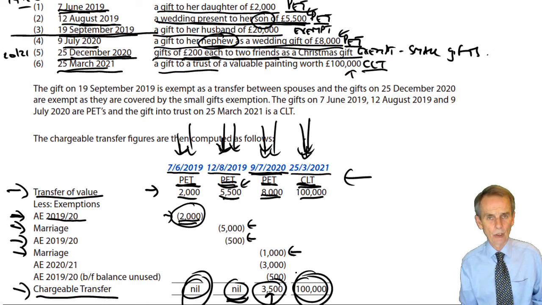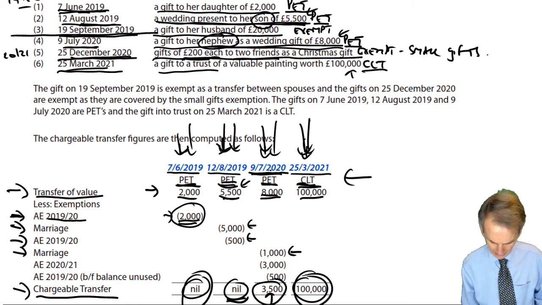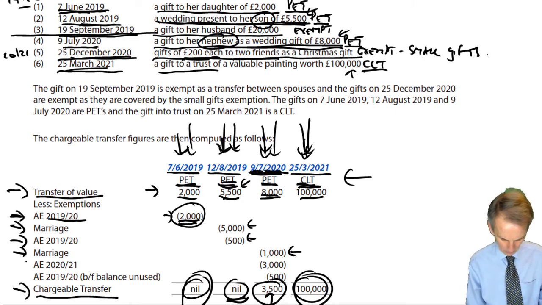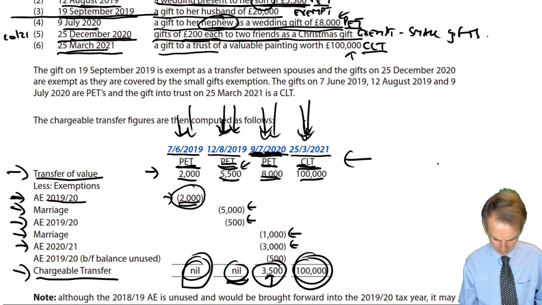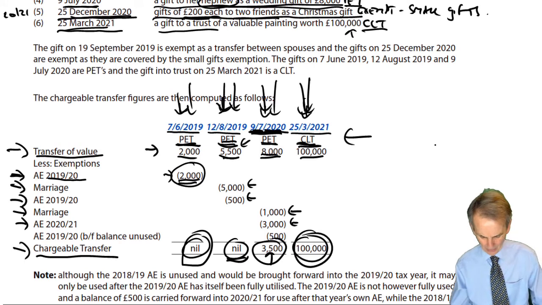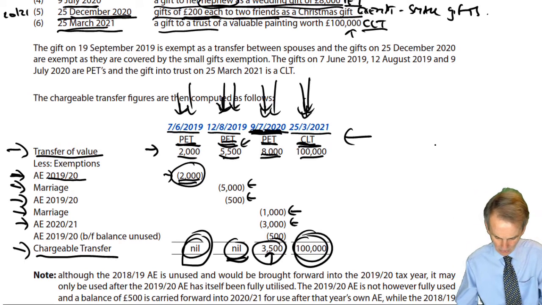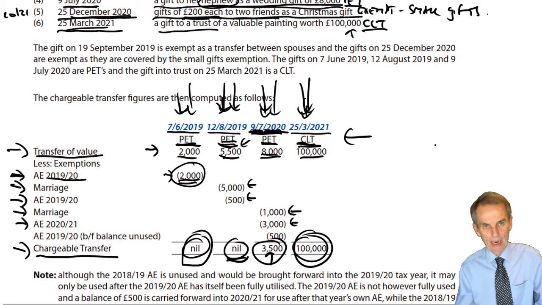So we now look to use, after the marriage exemption, the annual exemption. Which tax year are we now in? July 2020, well, that's 2021. So all of the £3,000 annual exemption for the 2021 tax year will be consumed by this PET.